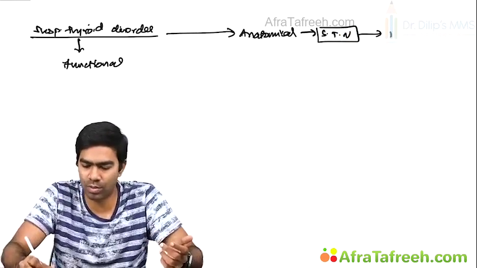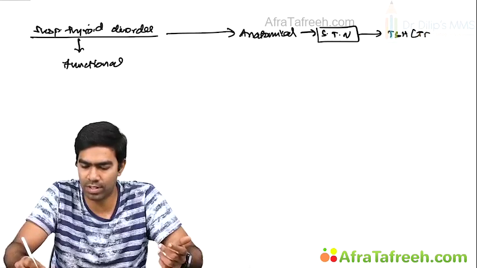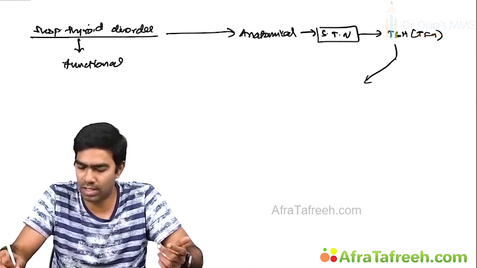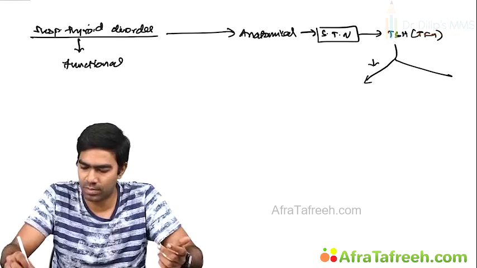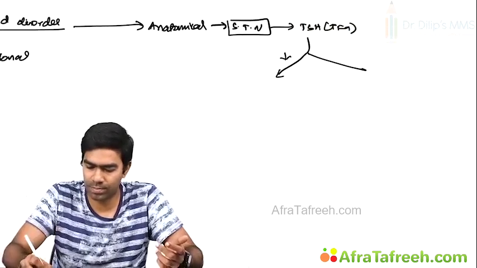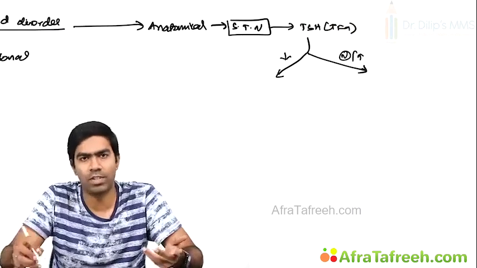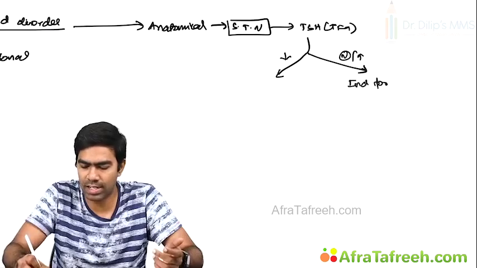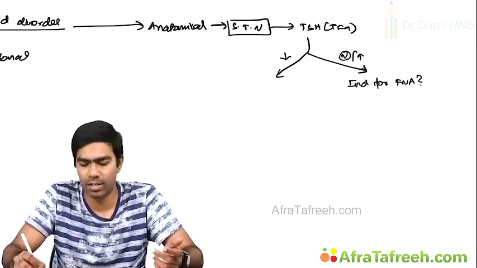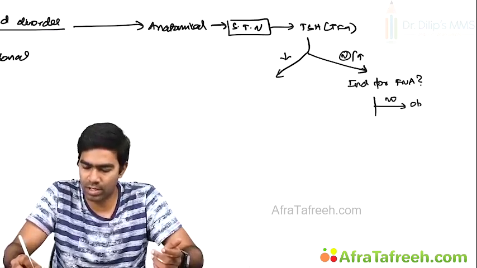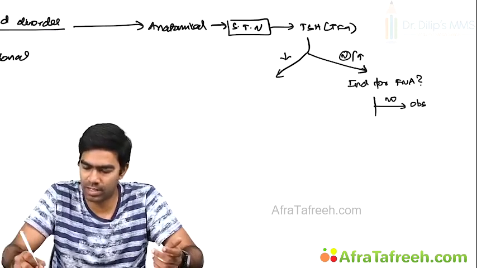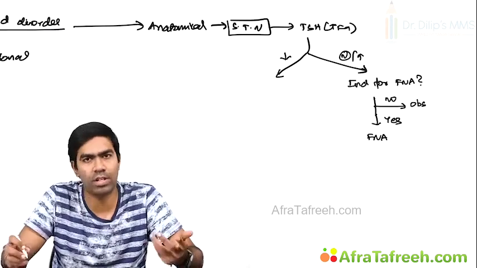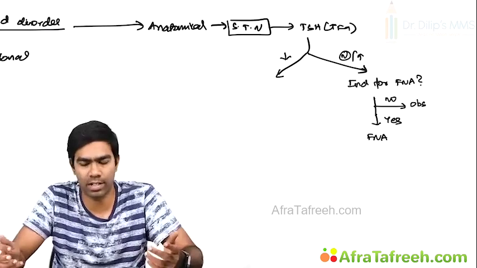In this scenario, you're going to do a TSH or a full TFT as the first investigation. Based on the TSH, you categorize whether it is decreased, normal, or increased. If it's normal or increased, you ask yourself whether there is any indication for FNAC. If there is no indication, just observe the patient. If there is an indication for FNA, then you go for FNAC. Based on the FNA results, the Bethesda classification system, you can treat the patient.